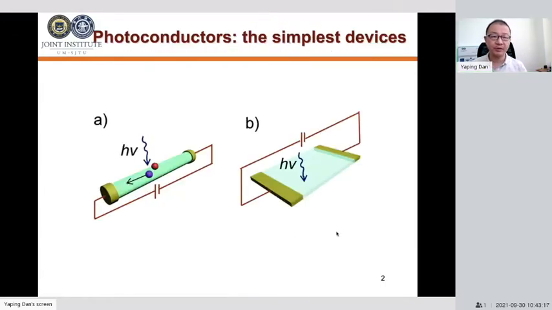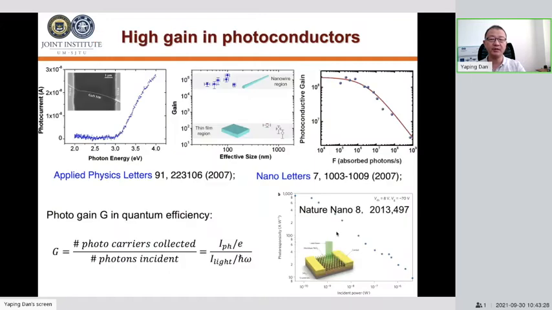Photoconductors are the simplest devices. It is actually made of a semiconductor with two electrodes in ohmic contact. But this sort of device has extremely high gain. In particular, for low-dimensional devices, the gain can be even higher. This photo gain is defined as the gain in quantum efficiency. That means the number of carriers collected divided by the number of photons incident on the semiconductor.